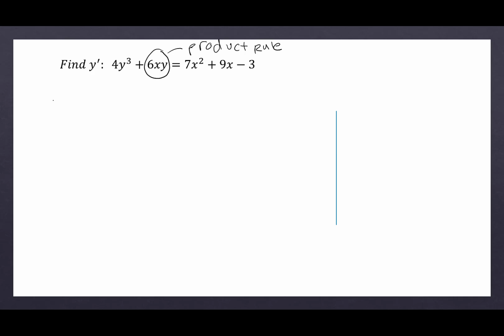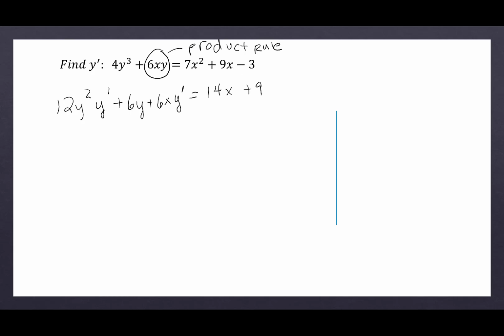Start with 4y cubed, that becomes 12y squared, and we know we have to attach a y prime. 6xy, product rule. Let's start with 6x, the derivative is 6, keep the y. Change that, go back to 6x, derivative of y is y prime. Equals 7x squared is 14x.